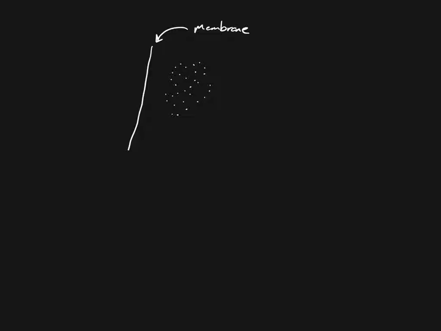So this is the membrane. I'm just drawing a white line. And on one side of the membrane, you have particles. It could be anything, right? They're dissolved. We talked about what dissolving means. So they have all these particles on this side of the membrane. On the other side of the membrane, you could have some other particles. You see they're green and white?